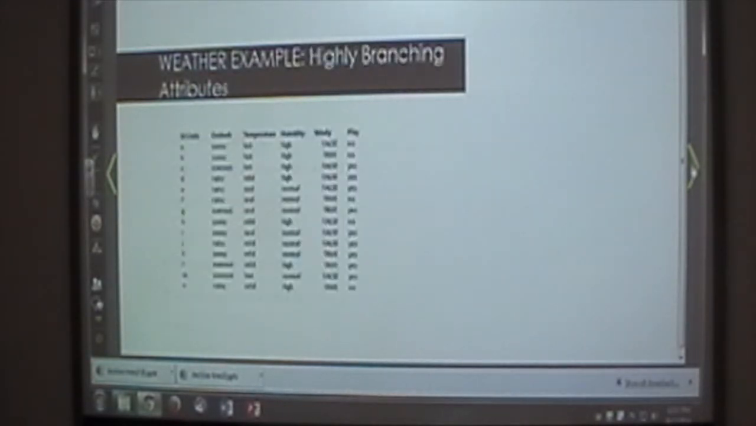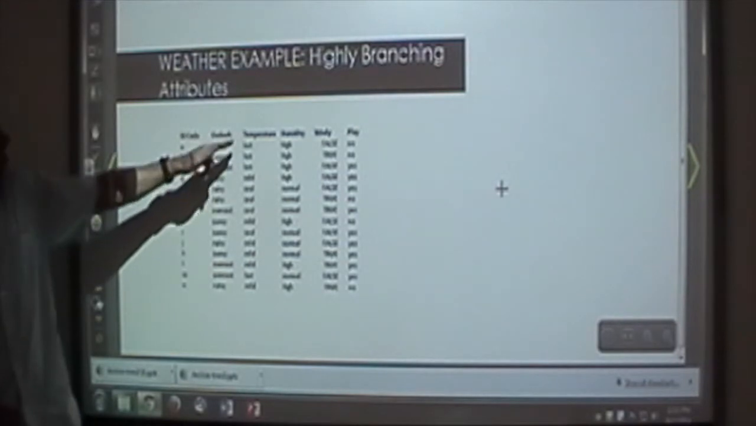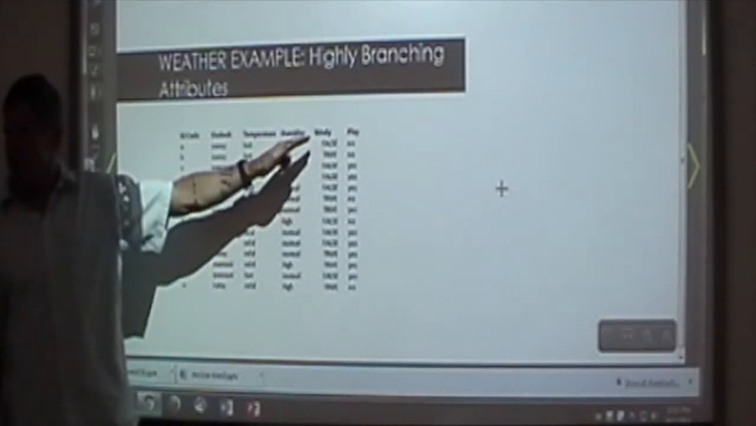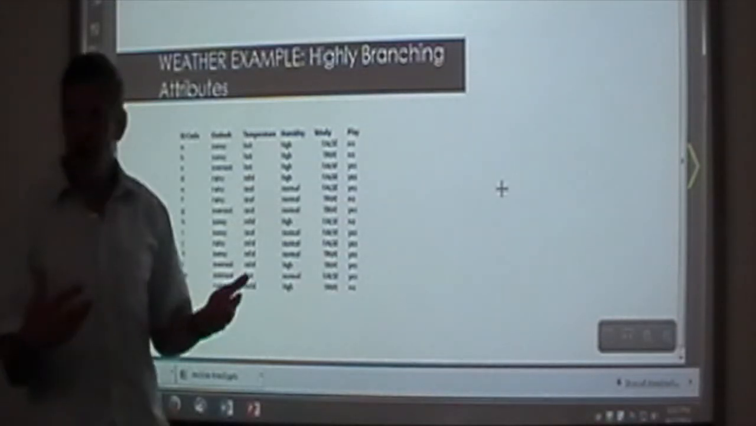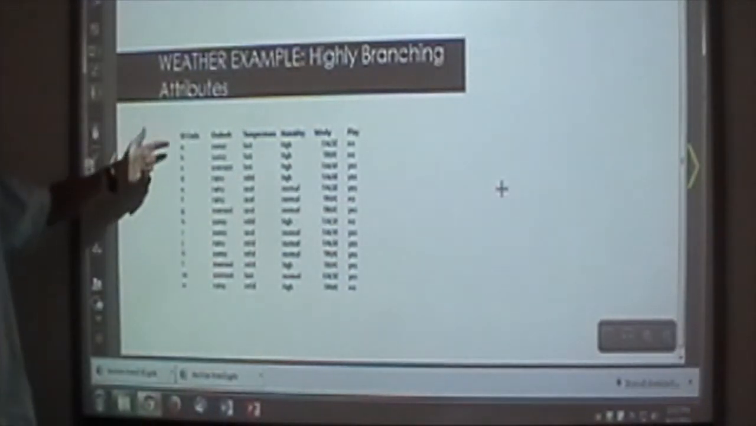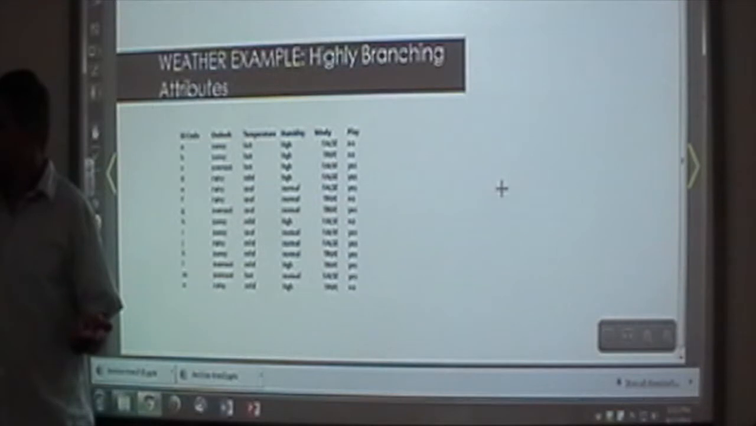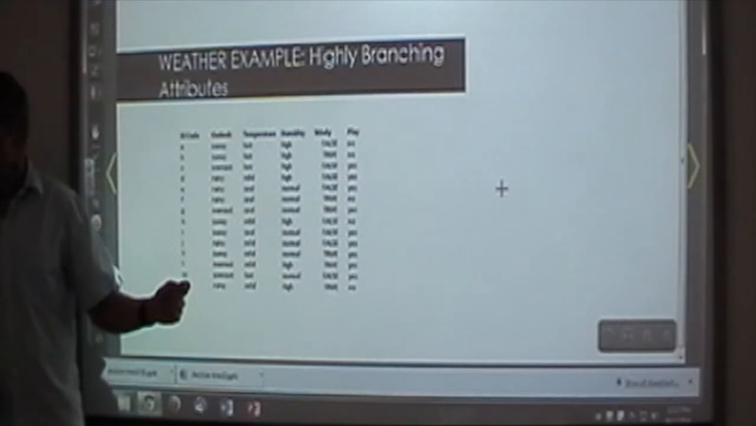So what can go wrong? Here I've gone through the same example. Notice we still have outlook, temperature, humidity, windy as our 4 attributes, as well as play, but I've added another attribute to this table. We don't know what all the attributes are really going to be until we start looking at and analyzing the data, right? So here I've added an ID code to all of the data here, okay?